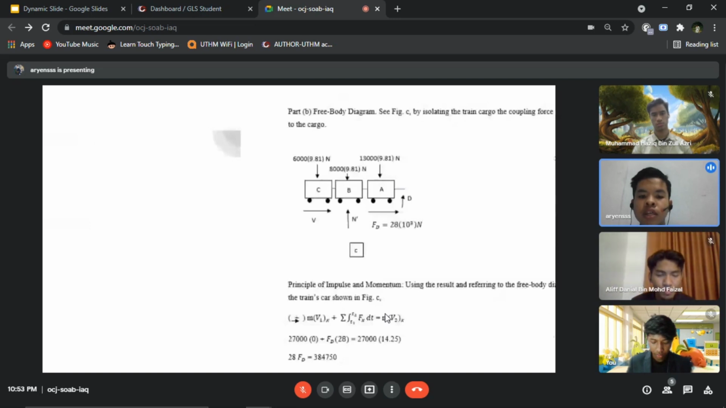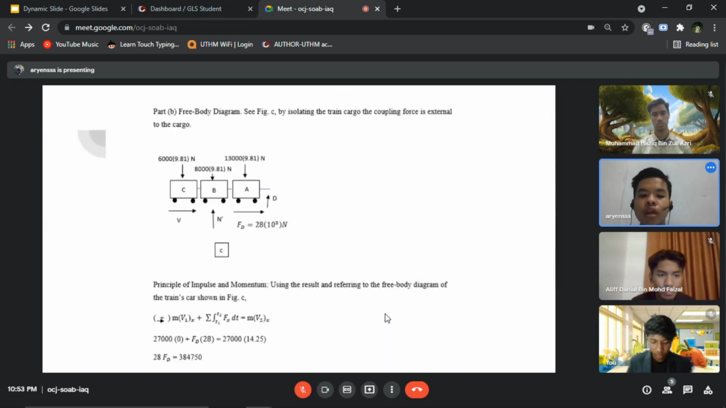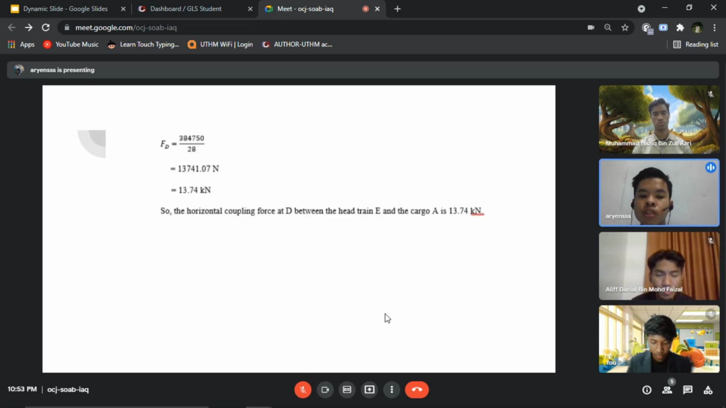Alright, this is the second free body diagram. We use this FBD because we want to calculate the horizontal coupling force. By using the same steps as above, we get the horizontal coupling force equal to 13.74 kilonewton. So the horizontal coupling force at D between the head train E and the cargo A is 13.74 kilonewton.